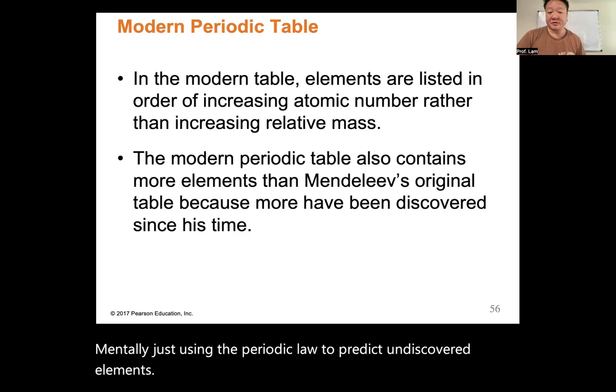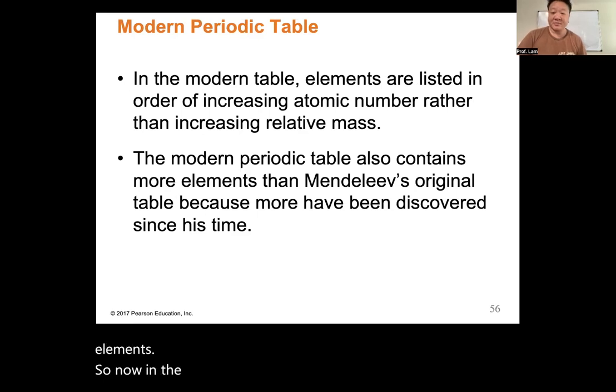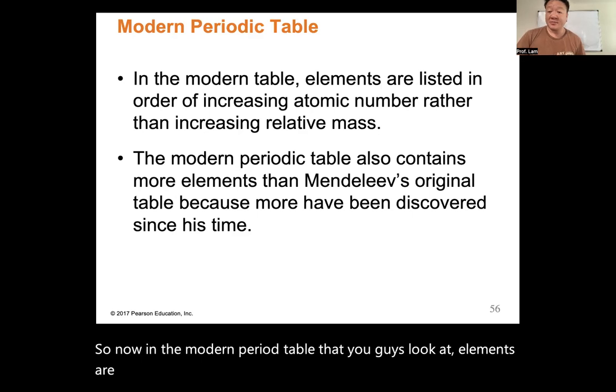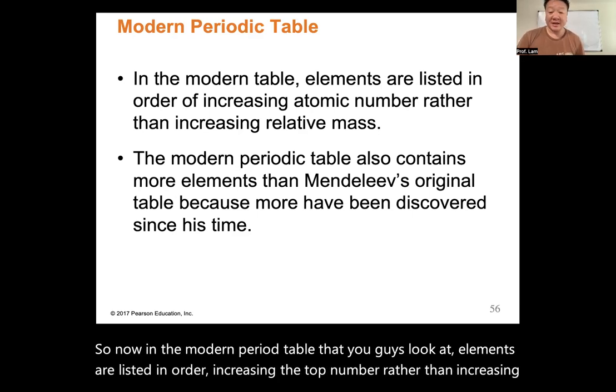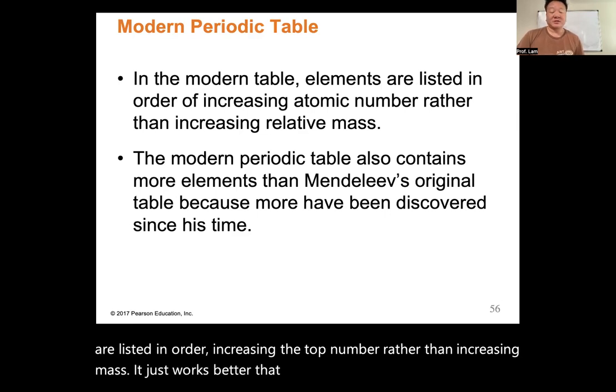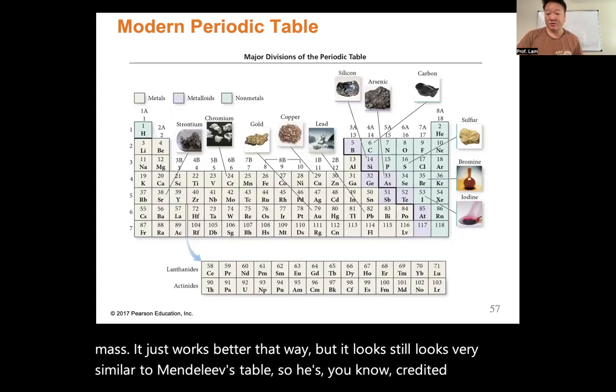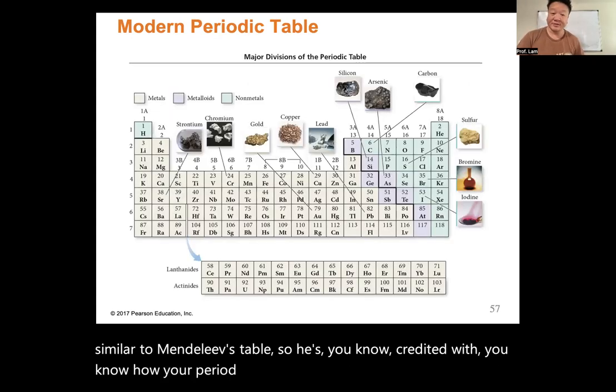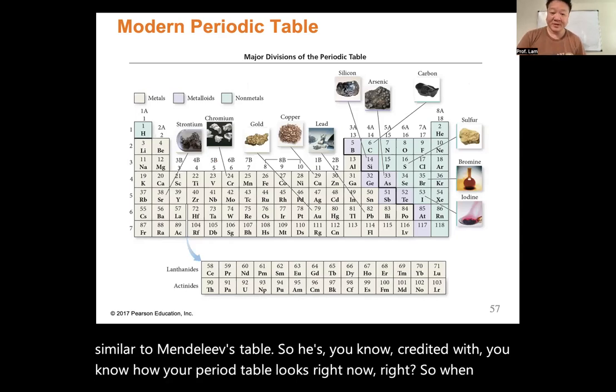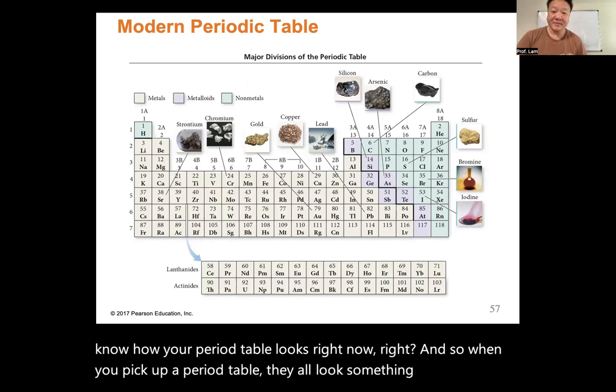So now in the modern periodic table that you guys look at, elements are listed in order of increasing atomic number rather than increasing mass. It just works better that way. But it still looks very similar to Mendeleev's table. So he's credited with how your periodic table looks right now, right? And so when you pick up a periodic table, they all look something like this, right?